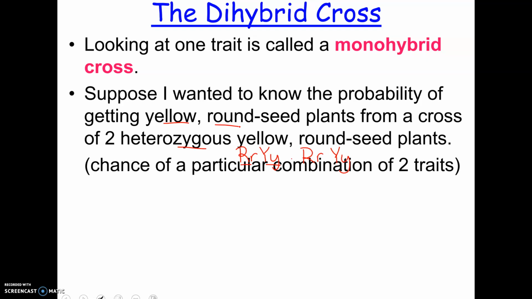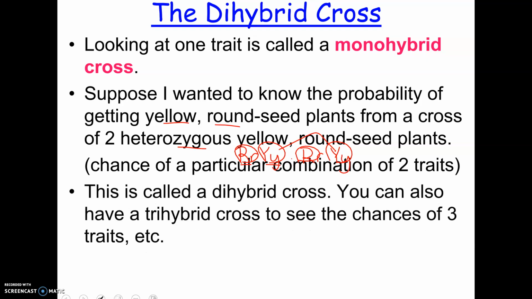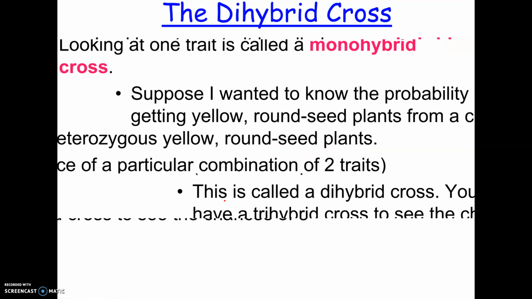So if you understood everything we've covered so far, you already know how to get the chance of round seeds if we just ignored the rest, or the chance of yellow if we just ignored the rest. But now they want to know the chance of both of these things at the same time. So we're going to add another step here. This is called a dihybrid cross because we're crossing two traits, and they happen to be heterozygous for both of them. We can also have 3 traits, 4 traits, even more than that.